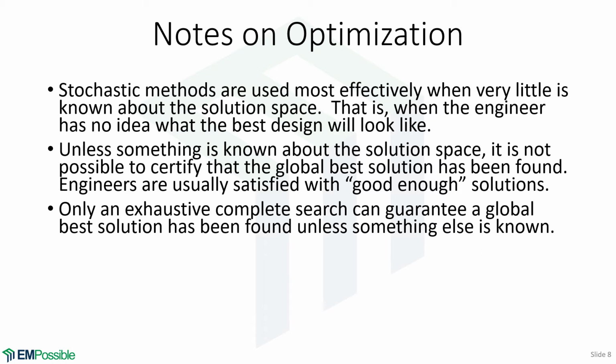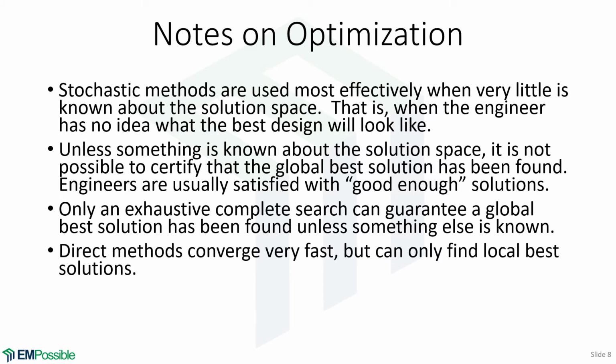So given all that, the only way that you can ever guarantee that you have the global best solution, obviously, unless you know something, but assuming you don't know something special about the solution space, a complete search is the only way you're going to have that guarantee. Direct methods converge very fast, but only find local best solutions. So you can start to imagine maybe hybrids. Maybe you use stochastic optimizations when you think you might have a good solution. You use a direct method to zoom in on that local best.